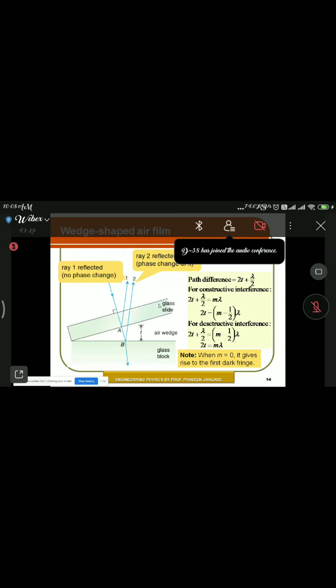Got it? Okay, so this is the important point: why does the first fringe appear dark? The answer is that the thickness of the film is very small compared to the wavelength, that is lambda. So t is very much less than lambda, and it satisfies the condition of destructive interference, therefore it gives you the dark fringe. So the first fringe appears dark, and afterward it produces alternate bright and dark fringes.